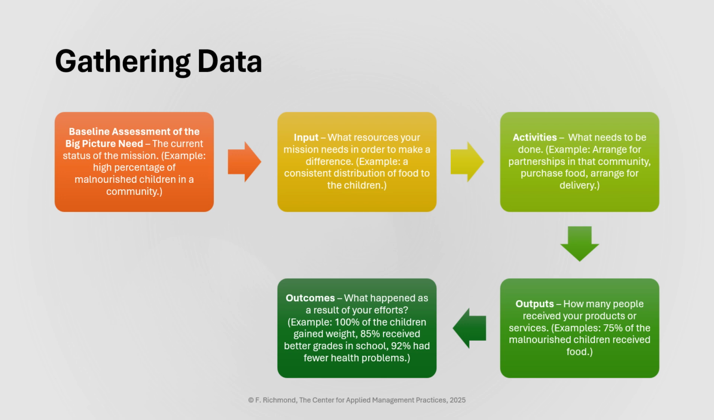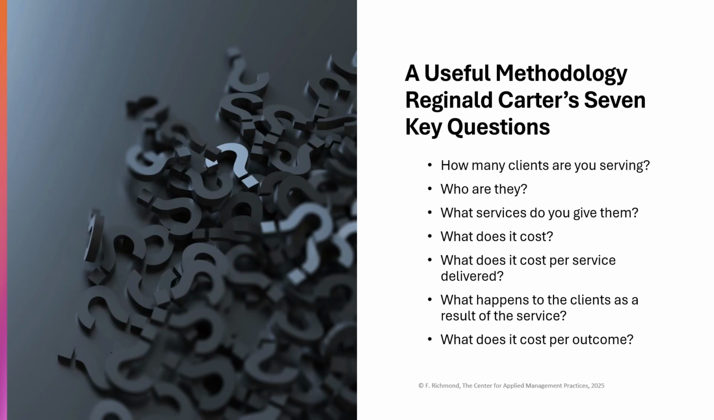And then the outcomes, what happened? So 100% of kids gained weight, 85% had better grades in school, 90% fewer health problems. You can collect this data. And that's why you need partnerships to get this. And then, actually I jumped ahead, I'm sorry. The outputs on the right, how many people got the products, and then of all the people who got the products, what happened? That's the outcome, okay? So again, feel free to use this methodology. This is sort of the classical way of doing it.